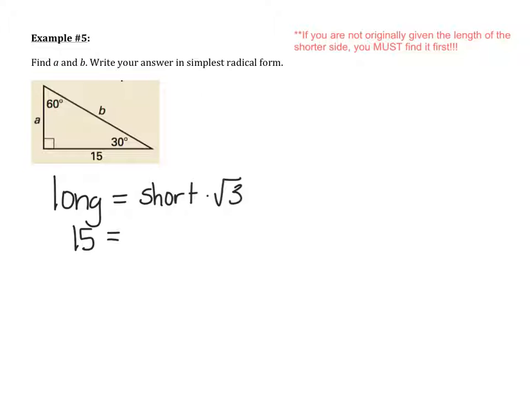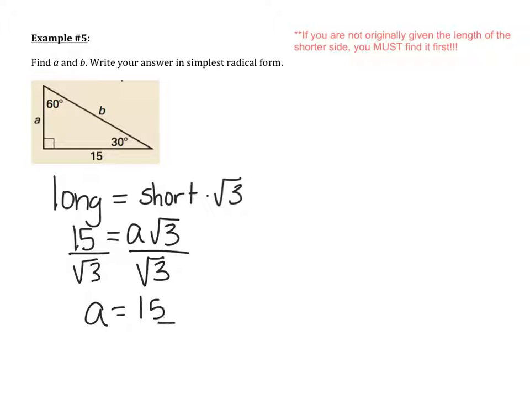We're calling the shorter leg A times the square root of 3. So now I just want to get A by itself. So I'm going to divide by the square root of 3. So I end up with A equals 15 over the square root of 3. Knowing that we cannot leave a square root in the denominator, I'm going to multiply by the square root of 3 over the square root of 3. So I end up with 15 square root of 3 over 3.